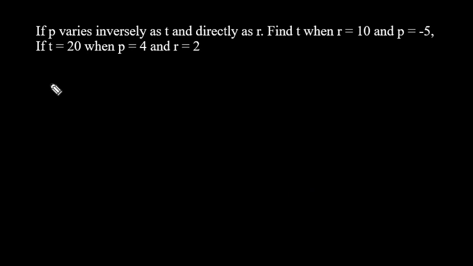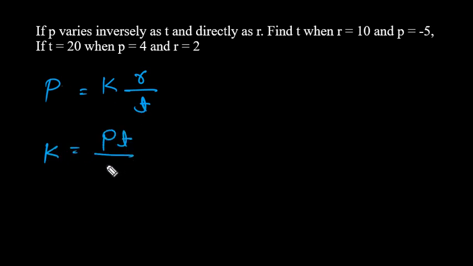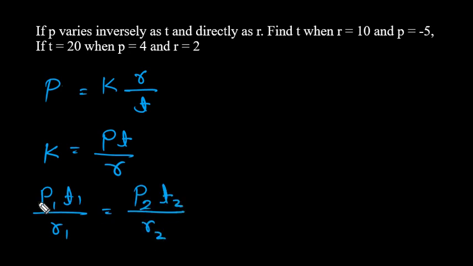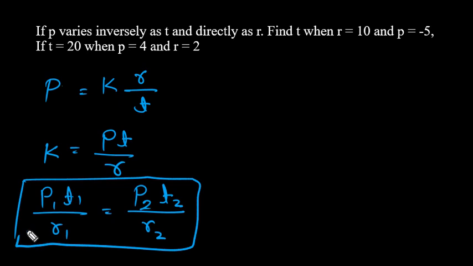First question, we have p varies inversely as t, inversely as t, directly as r. Use the constant of variation. From here I will get the constant of variation as p multiplied by t, divided by r. Basically what you have is multiply with the opposite of these symbols. Now you can write p1 t1 over r1 is equal to p2 t2 over r2. That's it. If you reach this information, after that this question is very simple.